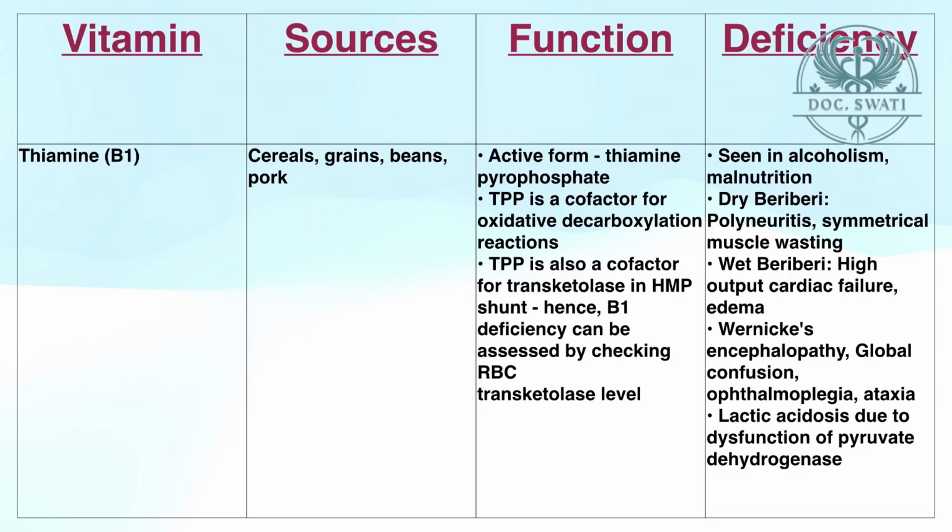Hence, B1 deficiency can be assessed by checking RBC transketolase levels. Thiamine deficiency is seen in alcoholism and malnutrition. Dry beriberi: polyneuritis, symmetrical muscle wasting. Wet beriberi: high output cardiac failure, edema. Wernicke's encephalopathy: global confusion, ophthalmoplegia, ataxia. Lactic acidosis due to dysfunction of pyruvate dehydrogenase.